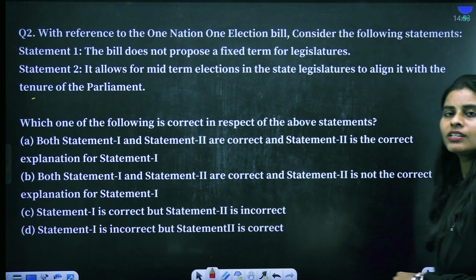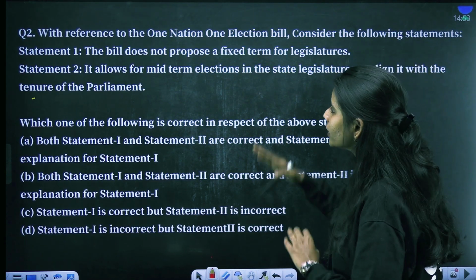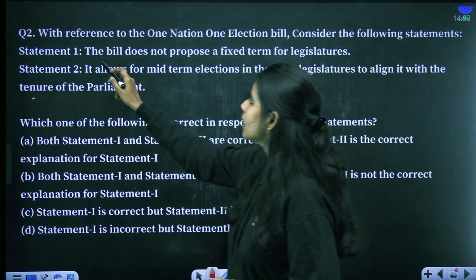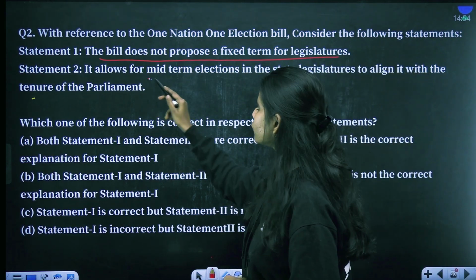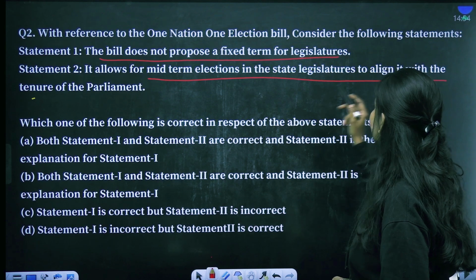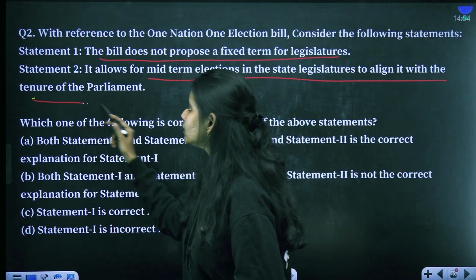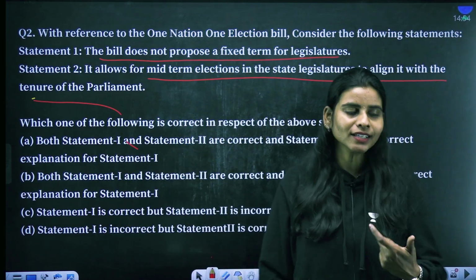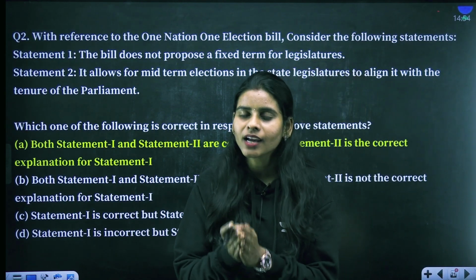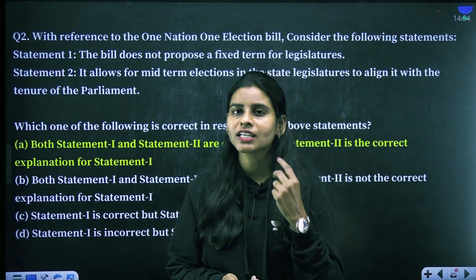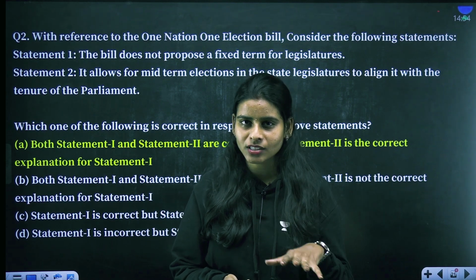So what is the question here? The question is asking you to read these two statements. Read along with me. The bill does not propose a fixed term for legislatures. It allows for midterm elections in the state legislatures to align it with the tenure of the parliament. So what is the correct answer here? The correct answer is option A. Both these statements are correct, and statement 2 is the correct explanation for statement 1.